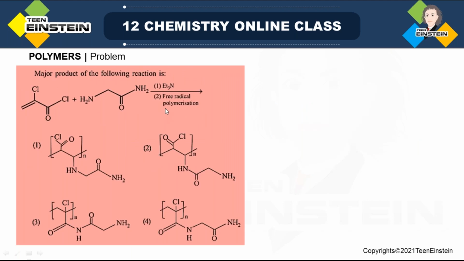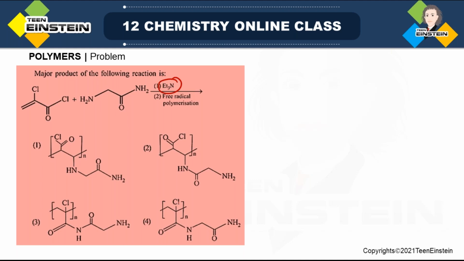Major product of the following reaction. Now this question is very interesting. Here 2 molecules are given, but remember the reagent given, Et3N, which is base. Now base is used for what purpose, that you have to understand. Now forget about the options.